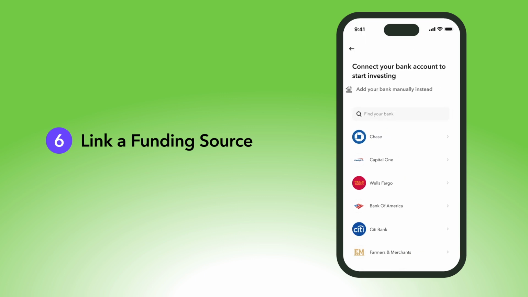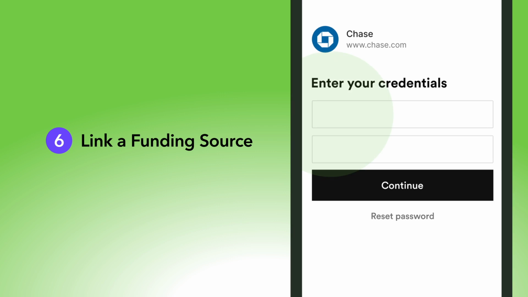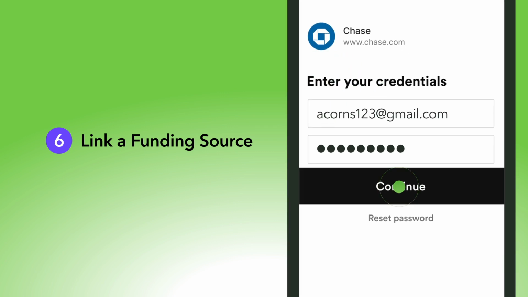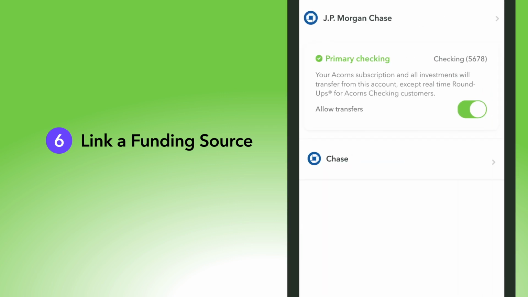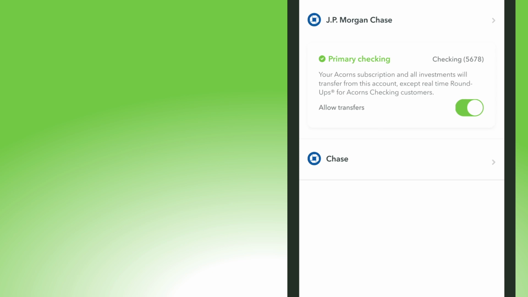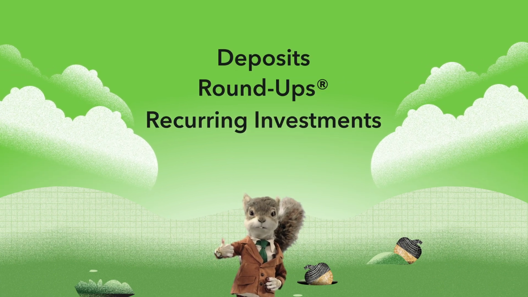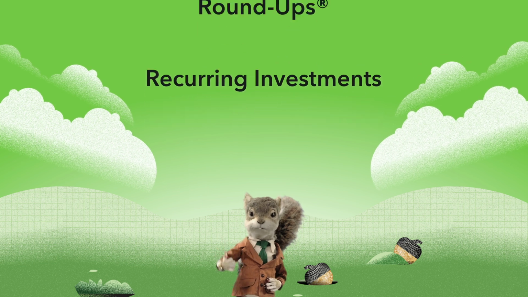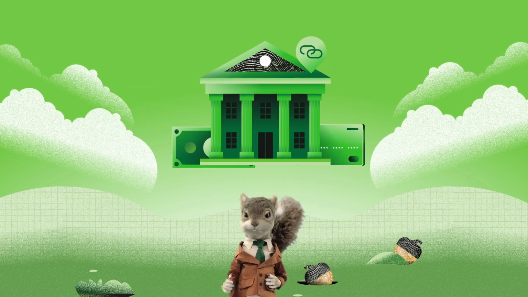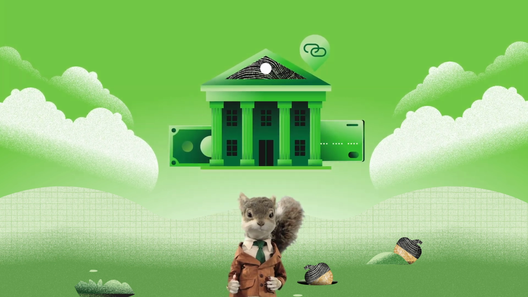You'll choose between linking instantly with Plaid or adding it manually with your bank account details. Then, you'll follow the same steps you'd use to add a new bank. After verification, you'll see your new bank listed as your primary checking account. This is the bank account Acorns will use for deposits, roundups, and recurring investments going forward. With your funding source linked, you can now take advantage of all the ways Acorns helps you grow your oak.